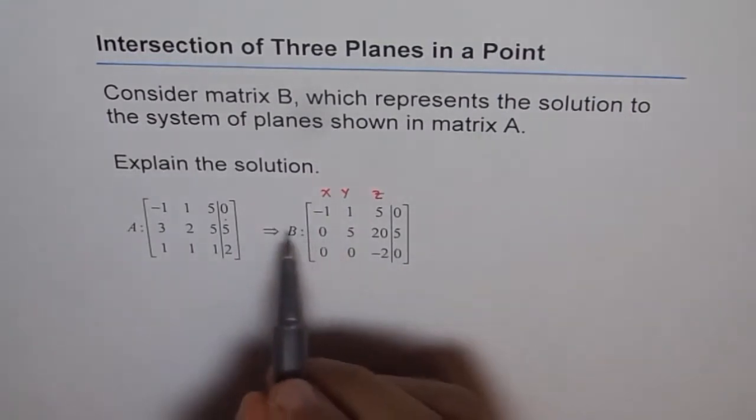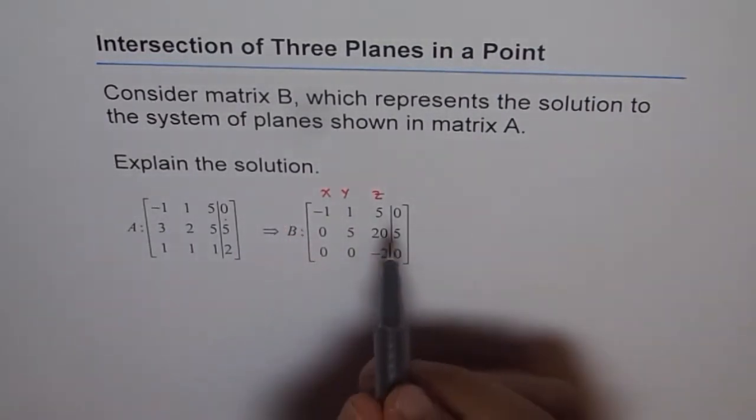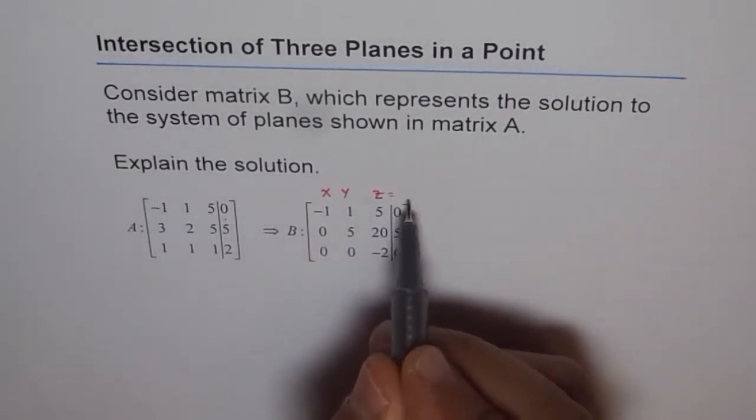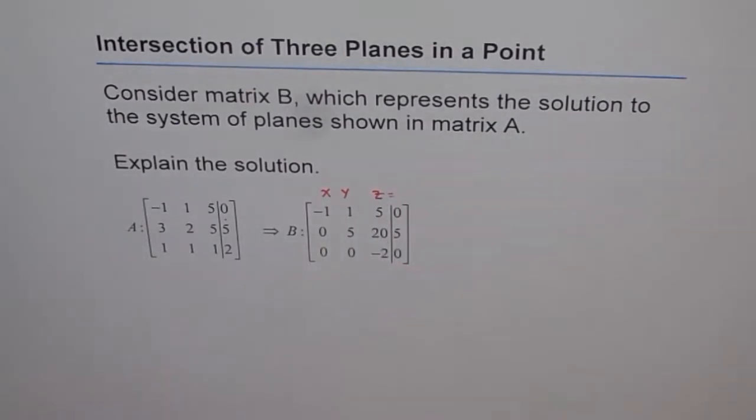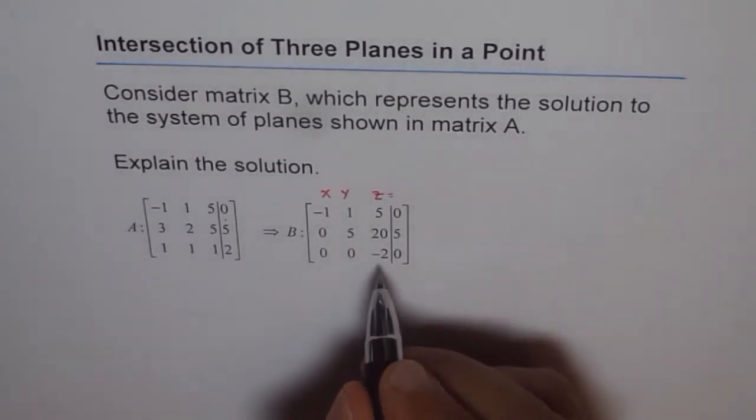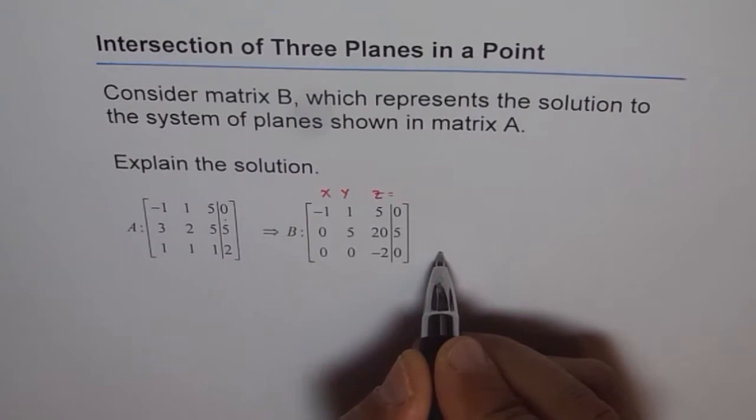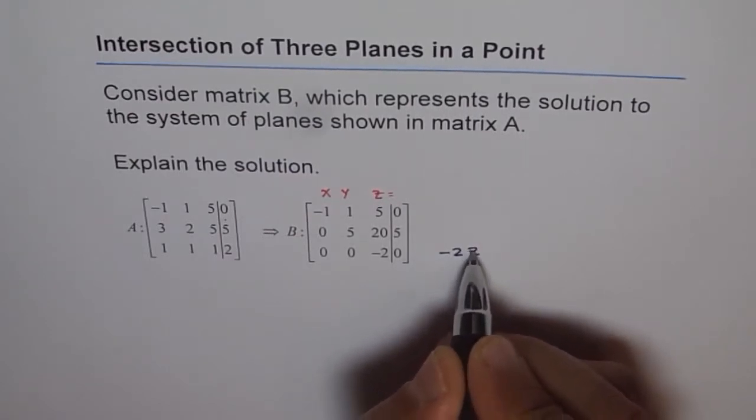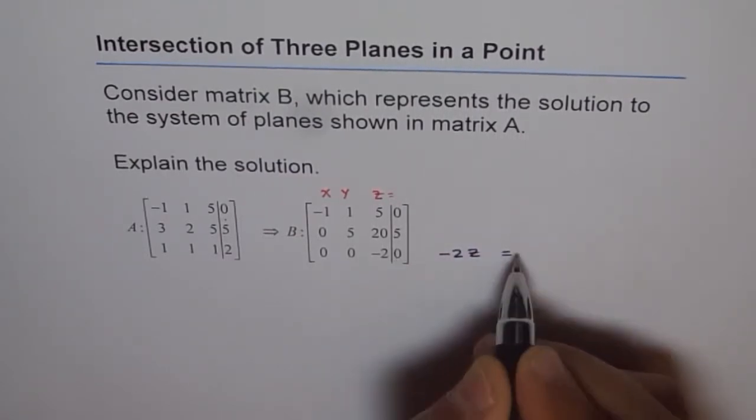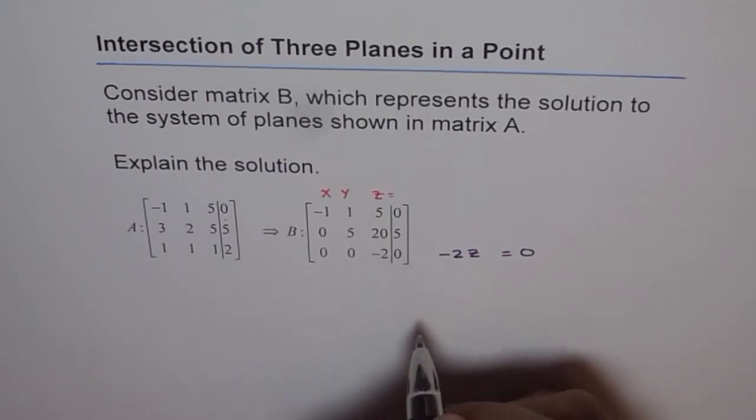coefficients of the three different planes. And this is the right side of the equal sign, and this is the left side of the equal sign, correct? So we can translate it back to the equations. This says this is the z value, the coefficient of z. So we'll write this as minus 2z equals 0. Do you see that? That is how you're going to translate it.